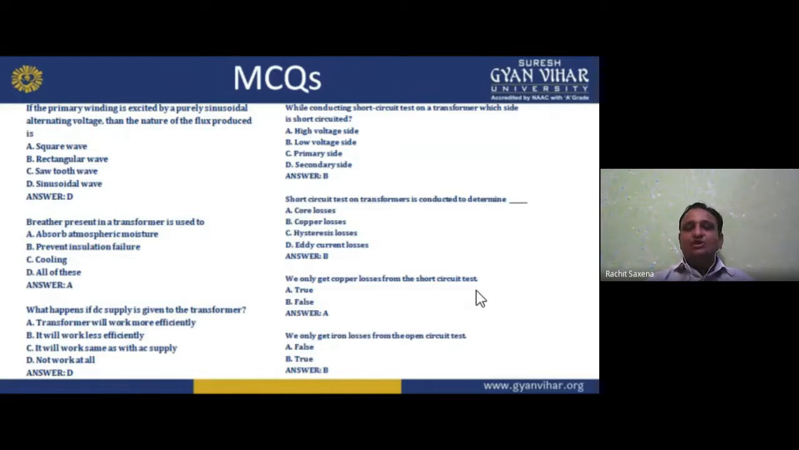While conducting the short circuit test on a transformer, which side is short circuited? High voltage side, low voltage side, primary side, or secondary side? The low voltage side is short circuited, otherwise maximum current will flow. The short circuit test on a transformer is conducted to determine core loss, copper loss, hysteresis loss, or eddy current loss. So the option is B, copper loss. We only get copper losses from the short circuit test. It is a true statement. We only get iron losses from the open circuit test. It is again true.